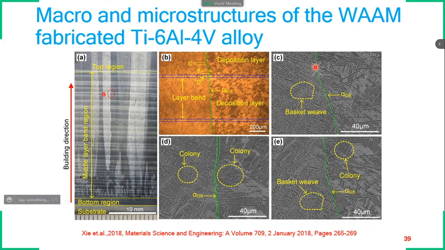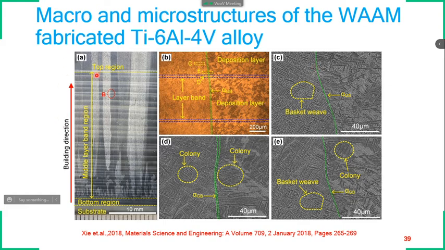Okay, so this basket weave morphology is getting formed because of repeated thermal cycles. One layer I am depositing, then the subsequent layer I am depositing, and a lot of complex thermal gradients get built. Due to this, I am getting this kind of basket weave structure, where the alpha titanium is at the maximum and beta titanium is at the minimum, like less than 5% beta titanium and more than 95% alpha titanium. Okay, so that is how the titanium 6Al-4V microstructure looks, especially in the WAAM component.